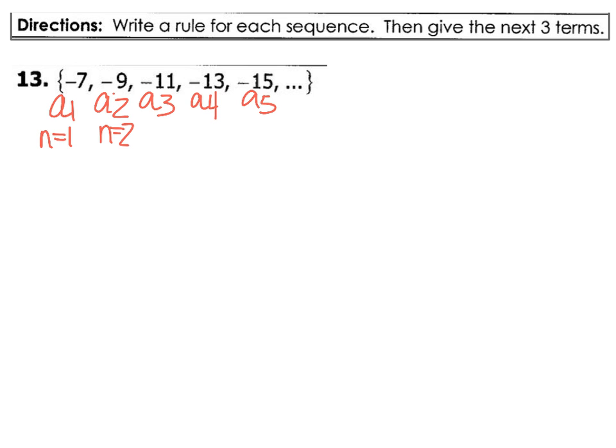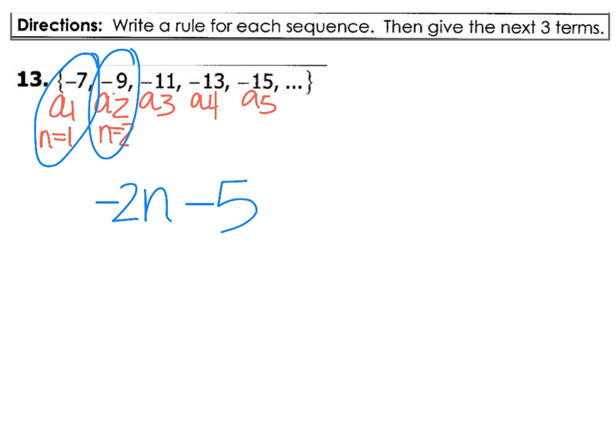So if our first term is negative 7, and we said negative 2 times n, so we multiply our n, which is 1, by negative 2, and then subtract 5. If n equals 1, we get negative 2 minus 5, which gives us negative 7. So that rule works for our first term. Let's see if it works for our second term.